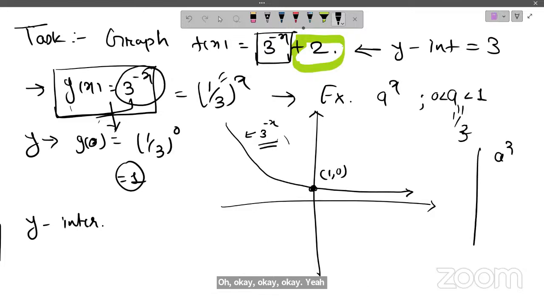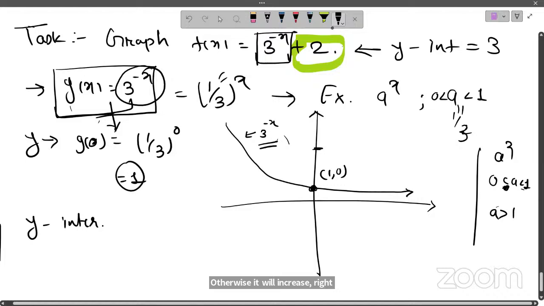You have learned two graphs now: a to the power x when a is between 0 and 1, and when a is greater than 1. Here a is 1 by 3, so our a will lie between 0 and 1. That's why our graph will become decreasing. Otherwise, it will increase. So now what we have to do, we have to shift our graph 2 units upward.